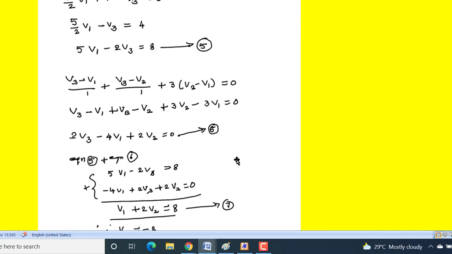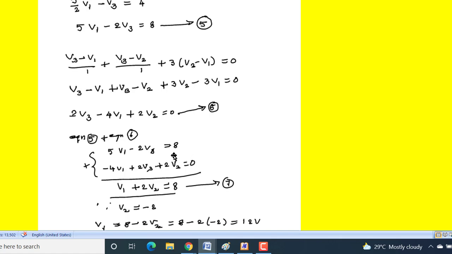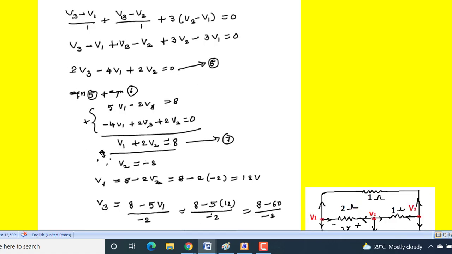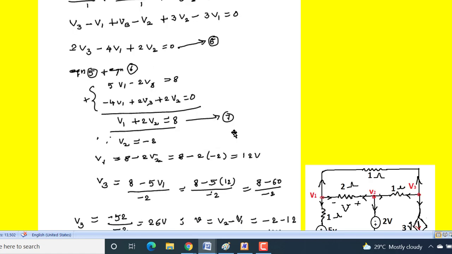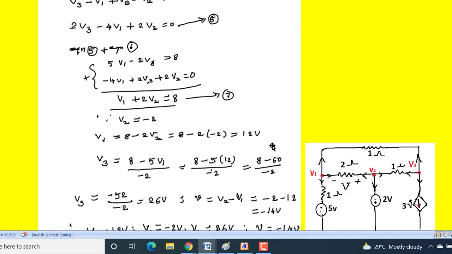So now add equation 5 and equation 6. This is equation 5, this is equation 6. Once we add, these two are going to get cancelled. So then we get here V1 plus 2V2 is equal to 8, and say this is equation 7. And because we know V2 is equal to minus 2, we substitute that, then we get V1. So V1 is equal to 8 minus 2V2, that is 8 minus 2 into my V2 value, which is minus 2, so we get 12 volts.